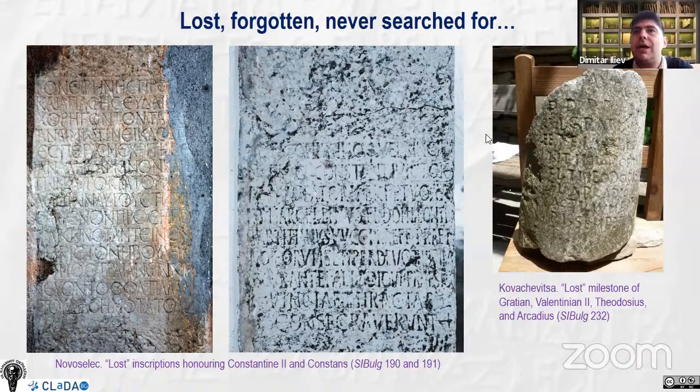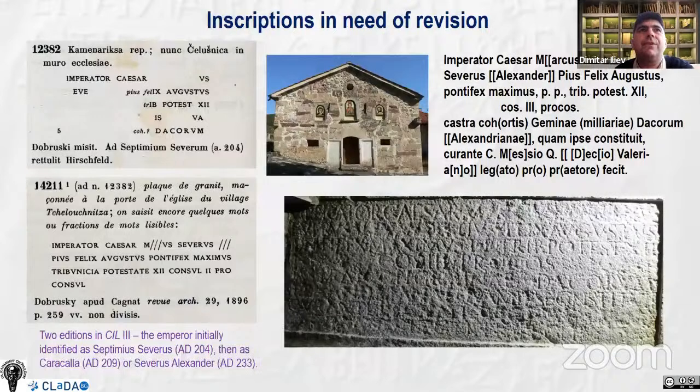There is another instance of a late antique monument, this time by Gratian, Valentinian II, Theodosius, and Arcadius, which was also found in the village of today's Kovachevitsa, which may also prove pivotal for regional history because it is something from a crucial period. Some examples of inscriptions which are in need of revision.